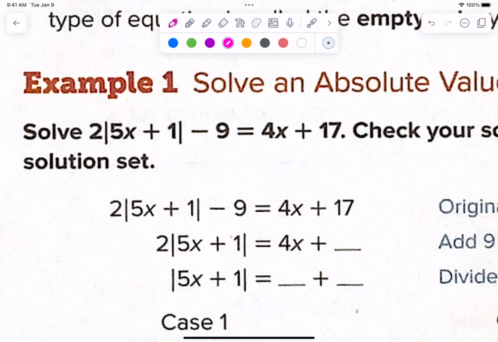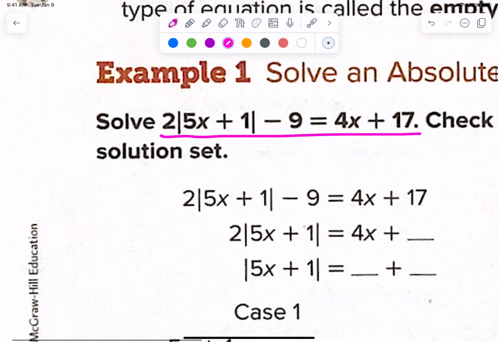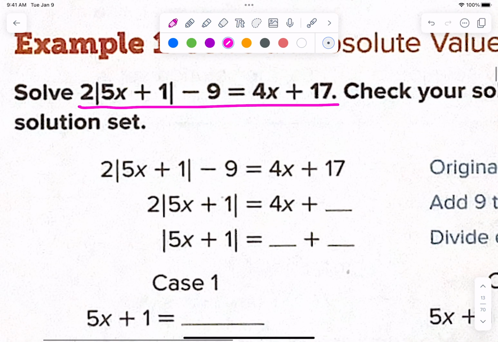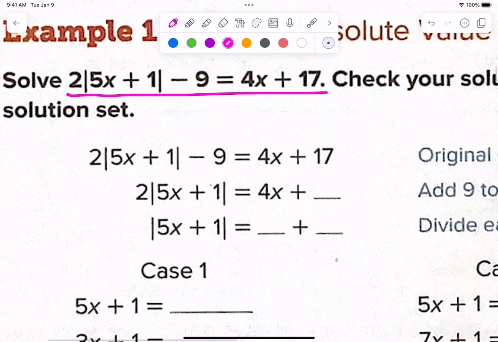All right, go to this example. Example 1, here it is. We're trying to solve this. Let's follow their work. So we've got this. Do you see where the absolute value is located? This one right here. We're trying to isolate it, which means get it by itself, okay?